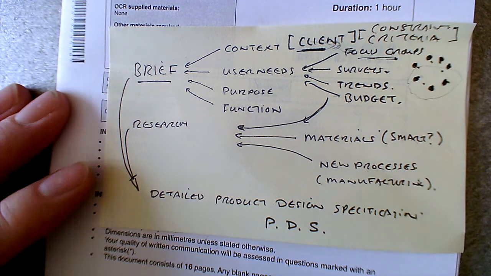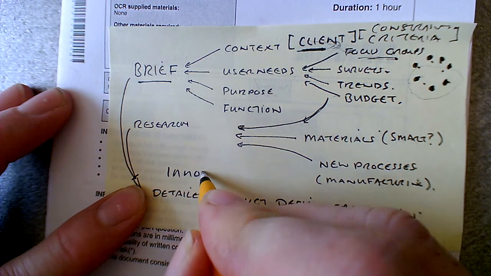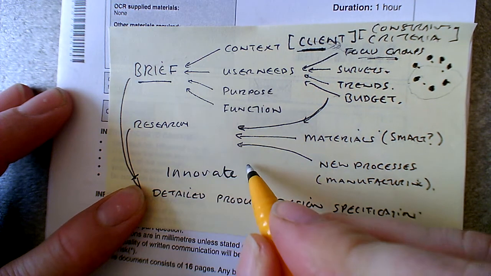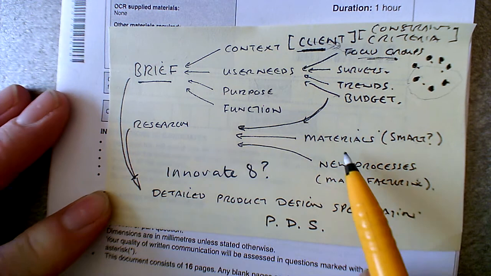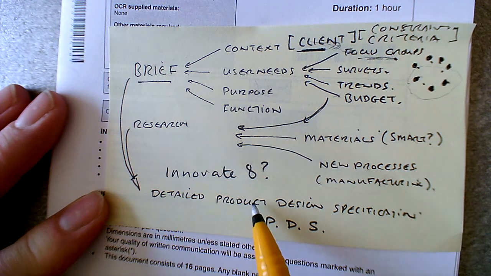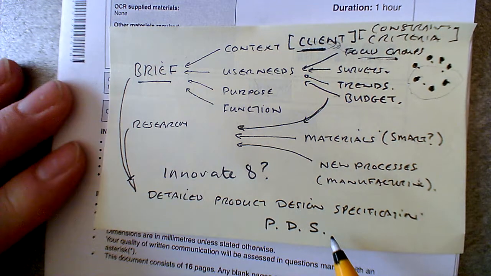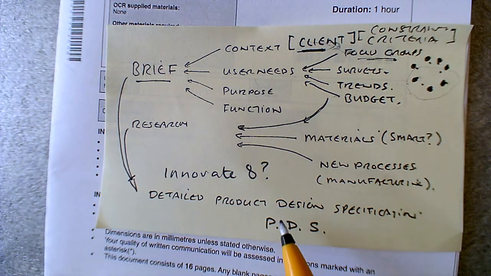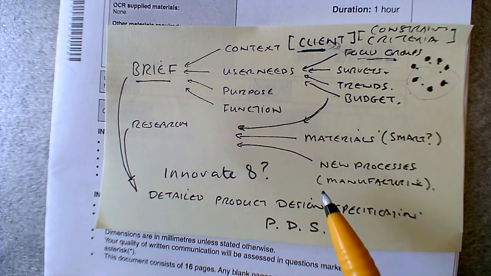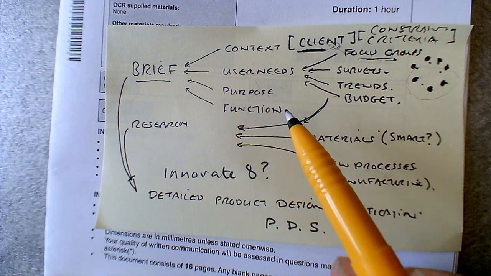How are you going to innovate? It's a nice word. How are you going to make your kettle different? How is it going to stand out? And all of this is going to start to inform a detailed product design specification. The detailed product design specification is going to be the point where you actually start the design process, if you will.